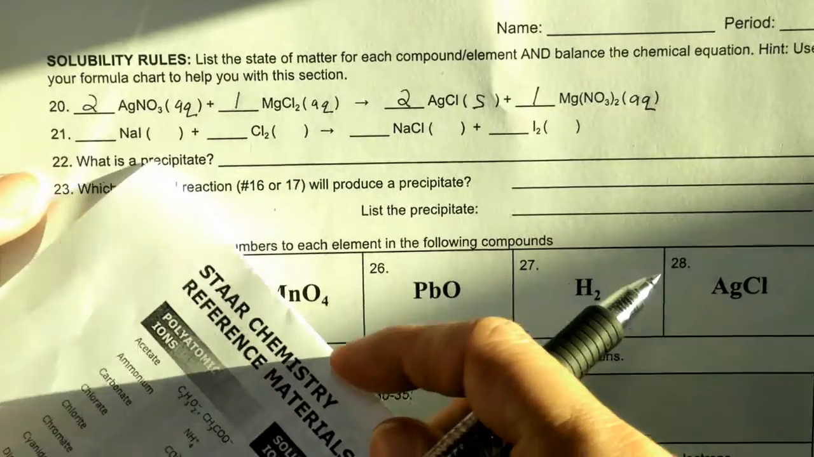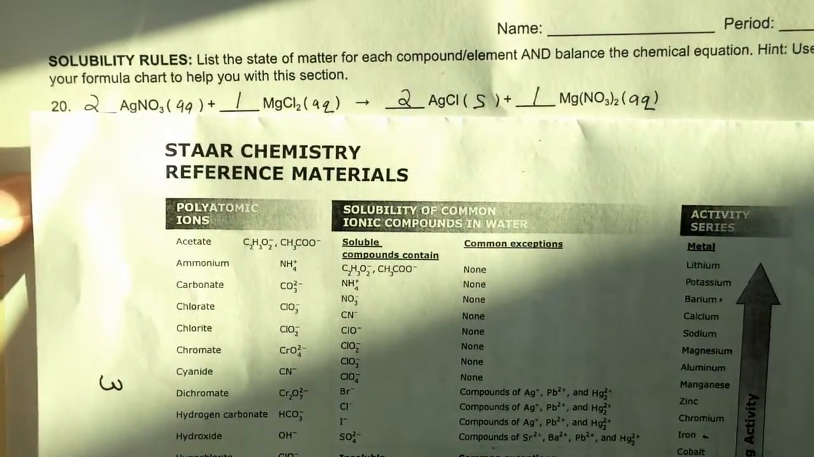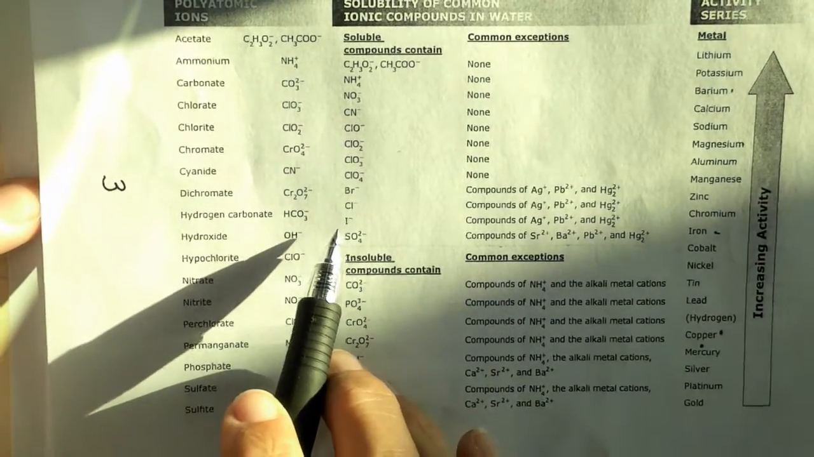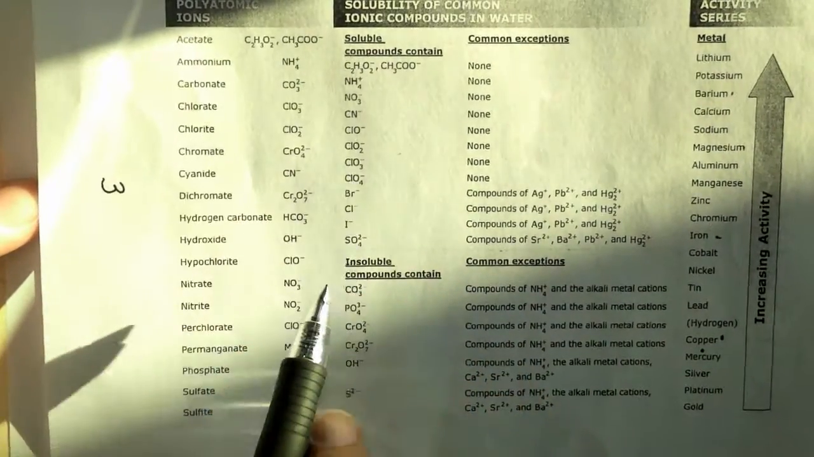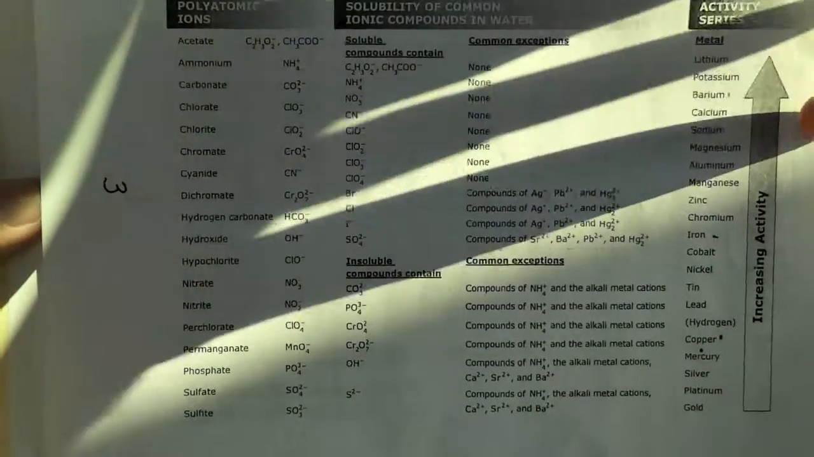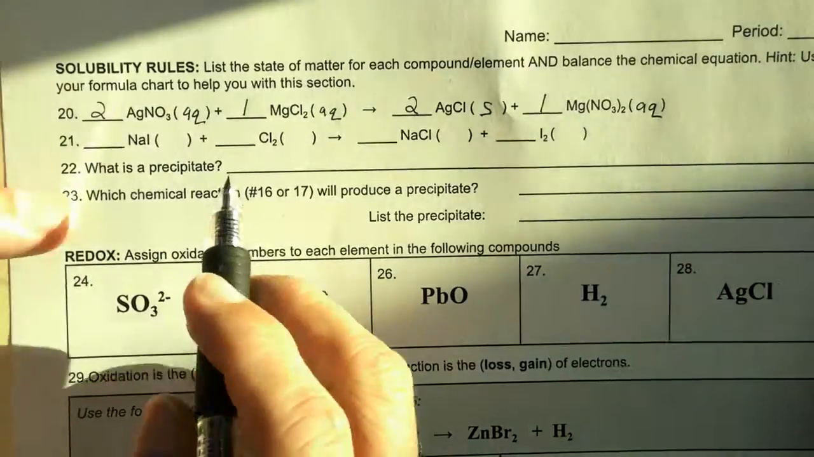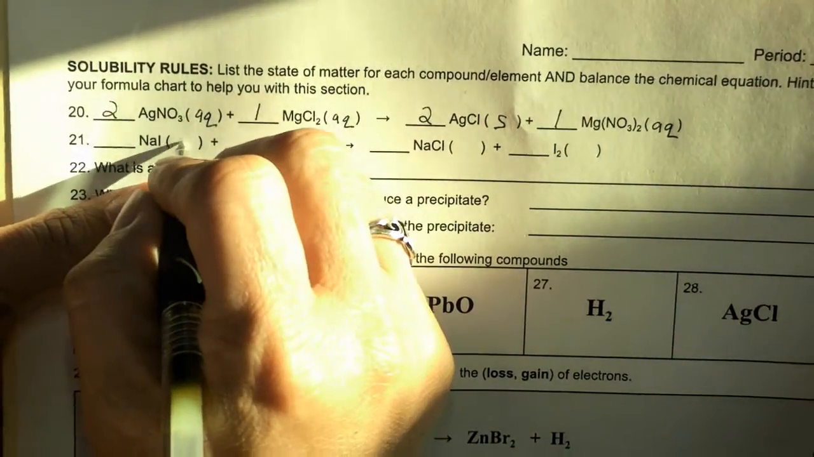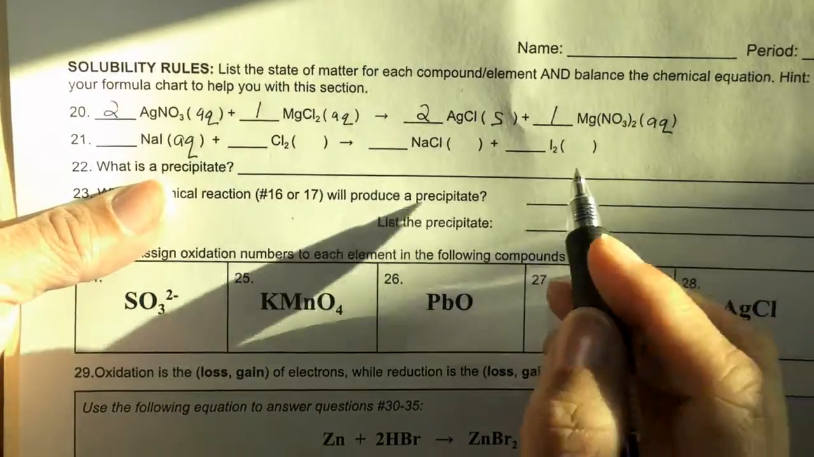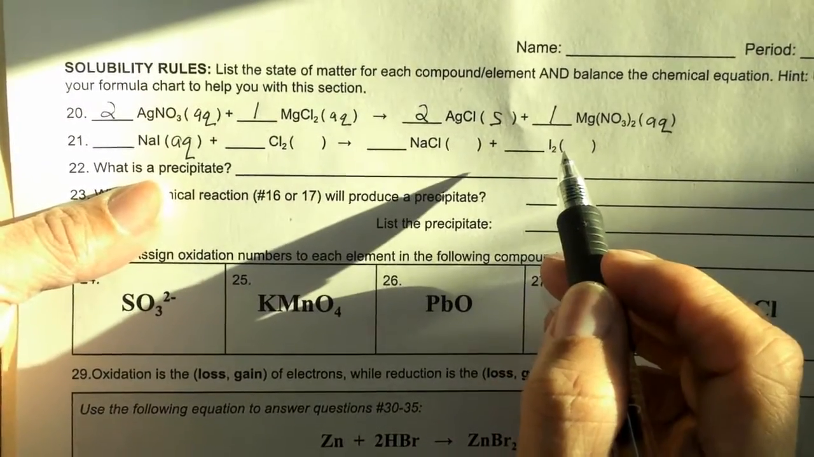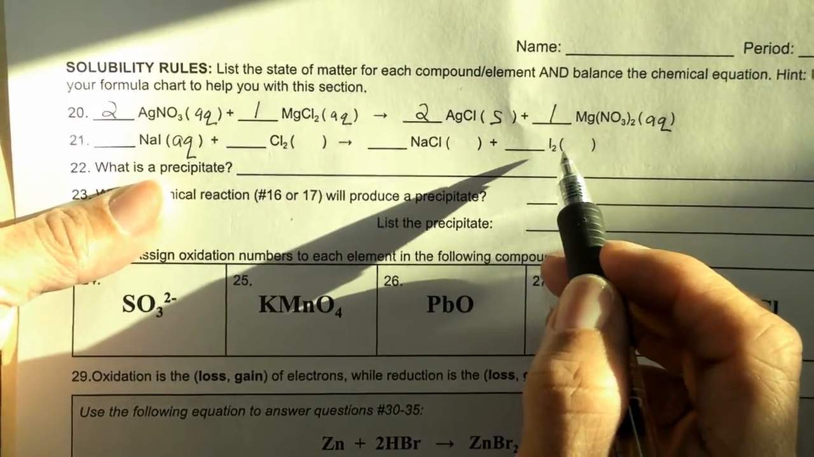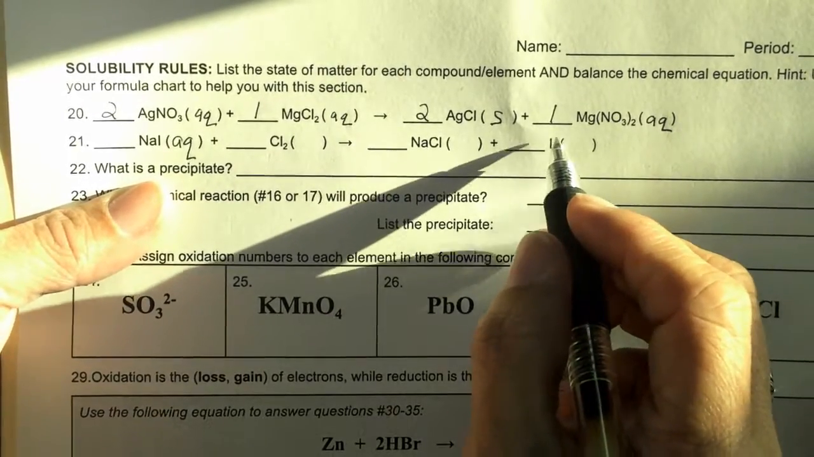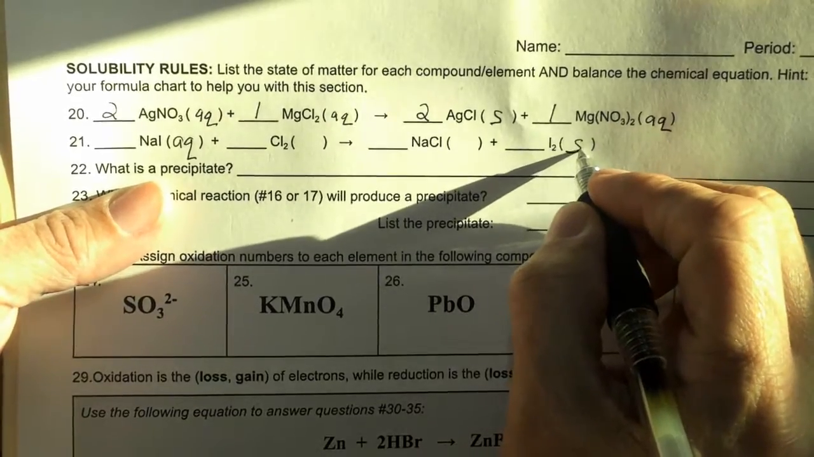So we're going to find iodine first. Iodine is down here. Iodine is soluble unless iodine is with silver, lead, or mercury. So this iodine here is going to be aqueous, and on this side iodine's by itself. So you'd have to look at the periodic table, and in the classroom iodine is black, and that is a solid when it's at room temperature.